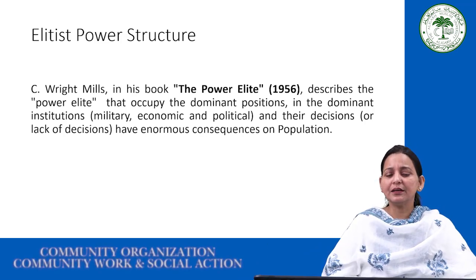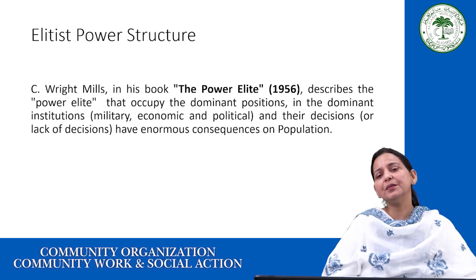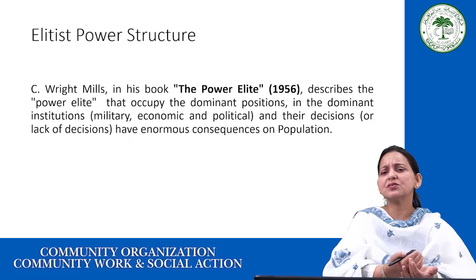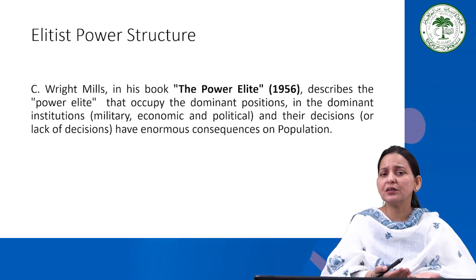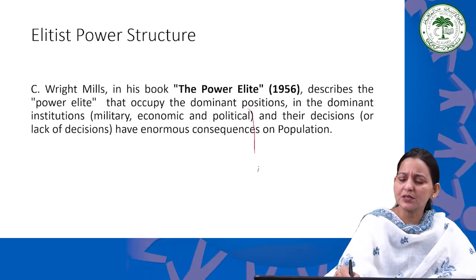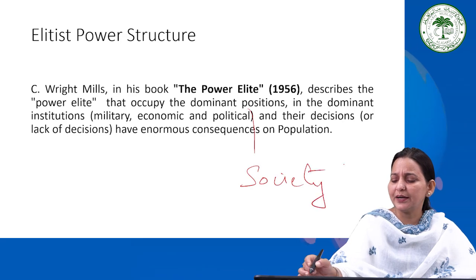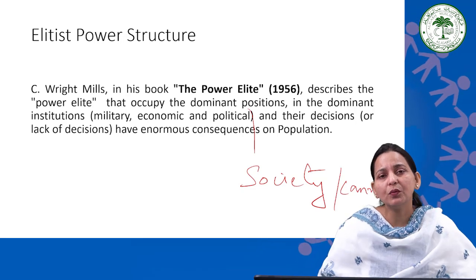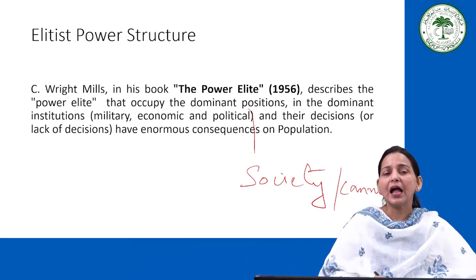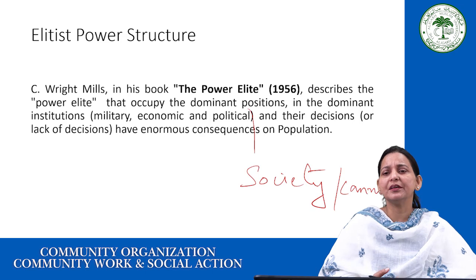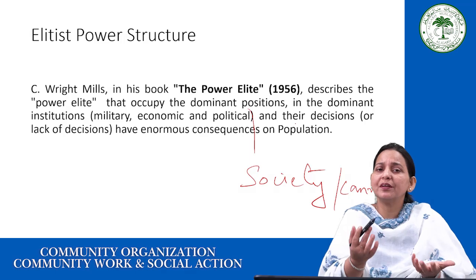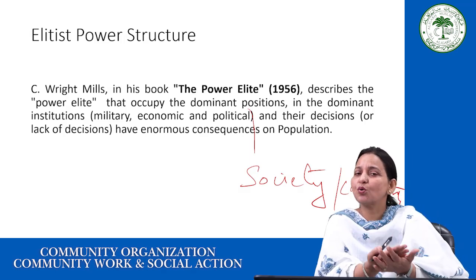C. Wright Mills, in his book The Power Elite, 1956, described the power elite that occupy the dominant position in institutions. It could be any institution, maybe military, economic, political, or even social or society. Apart from the political, here we are more concerned about society and community, right? So they may be holding power or position in those institutions, and their decisions or lack of decisions have enormous consequences on the population. It means how much power they have to influence, or do not have to influence. So is it a weak leader or a strong leader, that is the question.